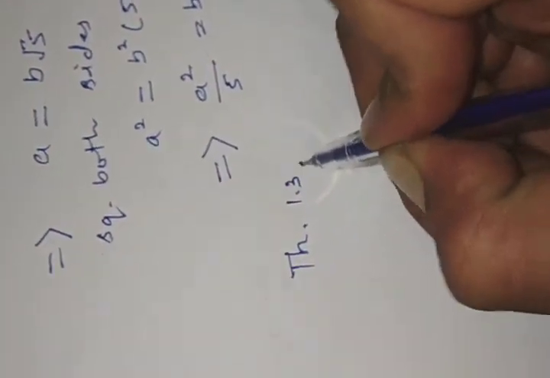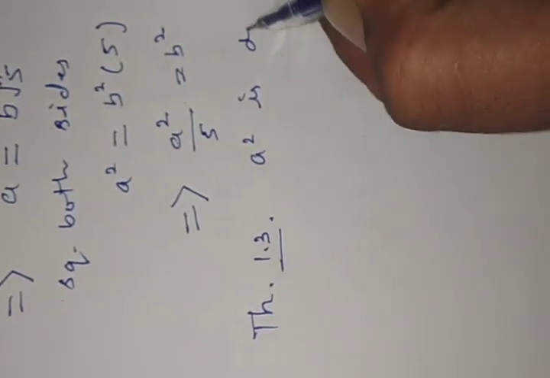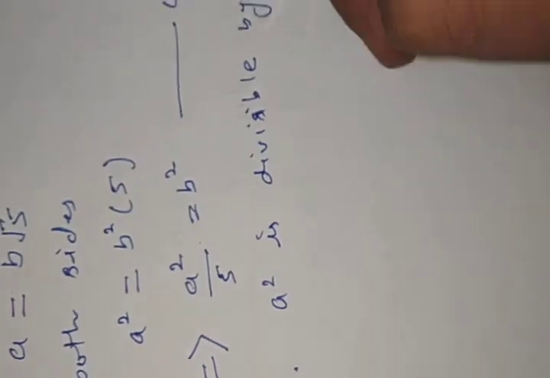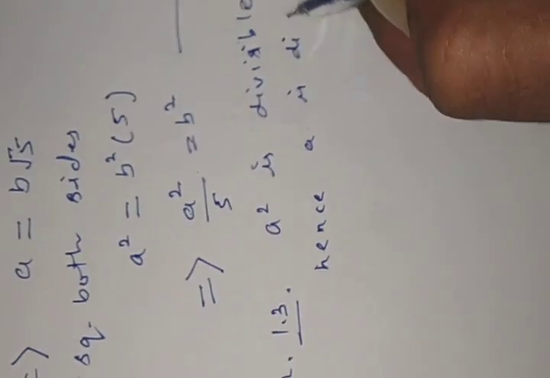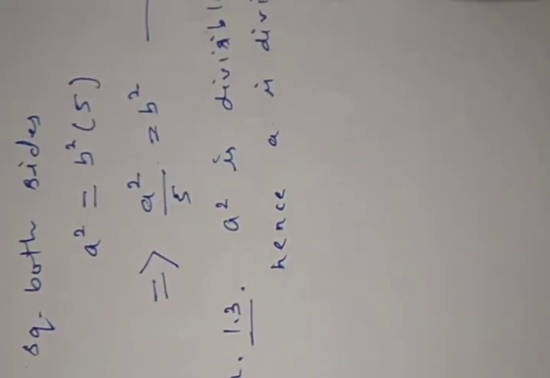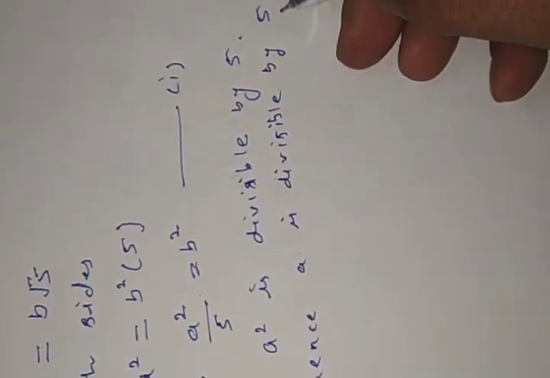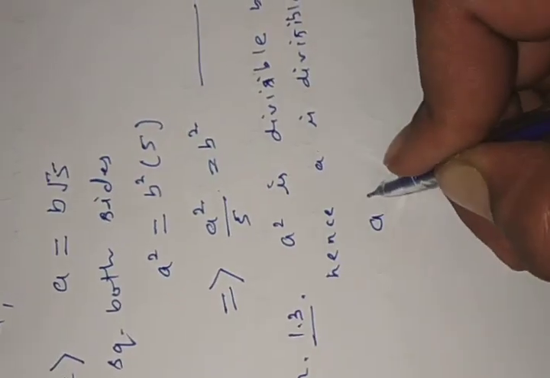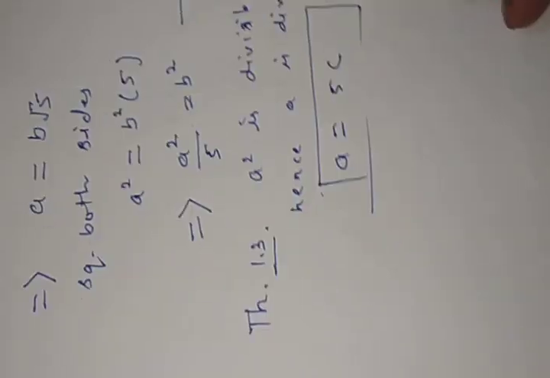Now, according to theorem 1.3, a square is divisible by 5, hence a is divisible by 5, or we can say 5 is a factor of a, so we can write a is equal to 5c. So a is equal to 5c.